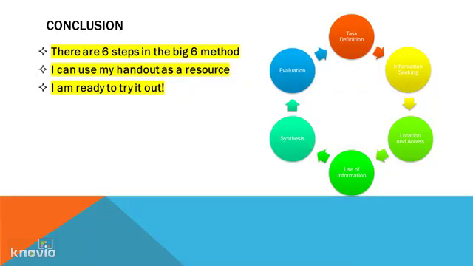I am really excited for you guys to use the Big 6 model. I think it's going to be very valuable in guiding you through the research process. We have learned that there are 6 different steps in the model: task definition, information seeking, location access, use of information, synthesis, and evaluation. We've briefly discussed each one of these. I've also introduced the handout as a resource to help you and guide you through your own process. I'm very excited for you to try this out.